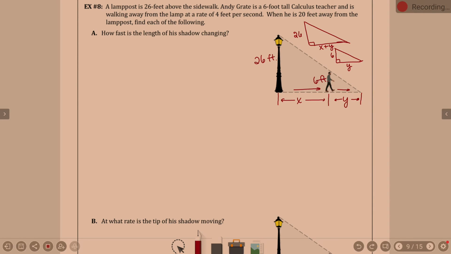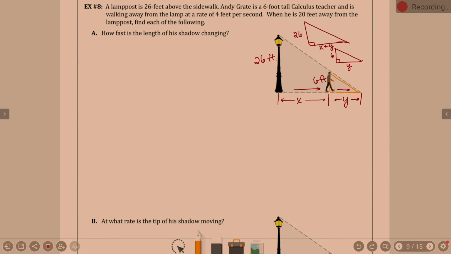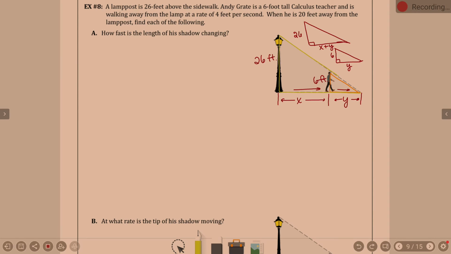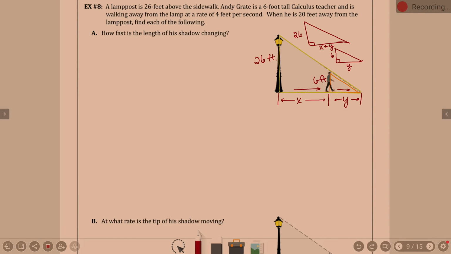Do you see those triangles? Because you have to see those triangles to make sense of the fact that Andy and his shadow make a triangle, and then the lamppost and the distance from the lamppost to Andy plus his shadow. Okay. Now, that's our picture to get us started.